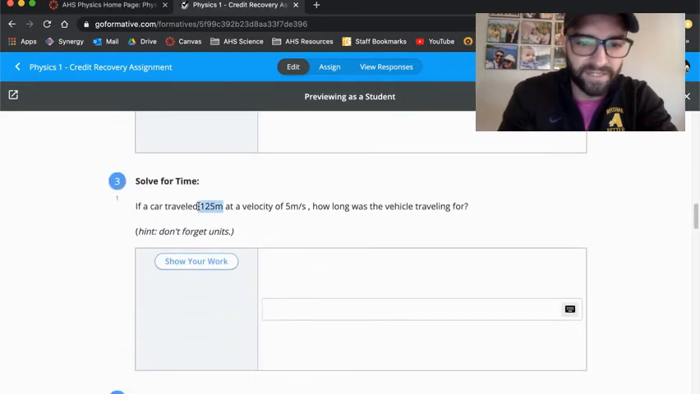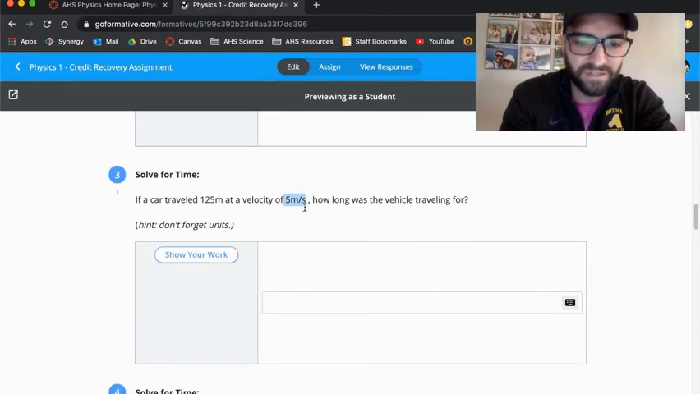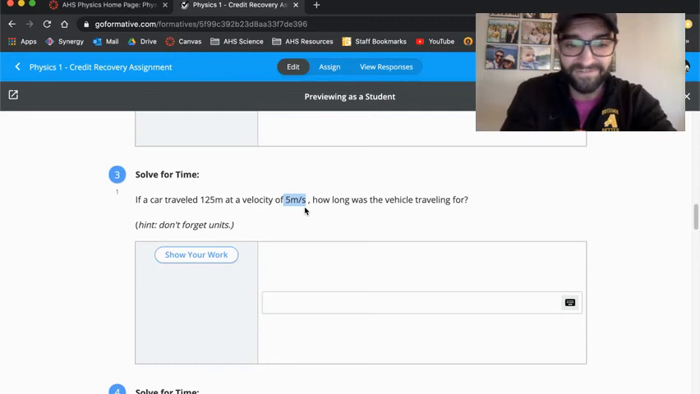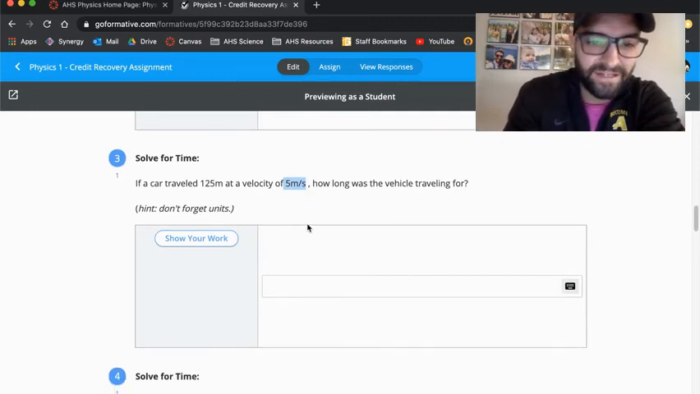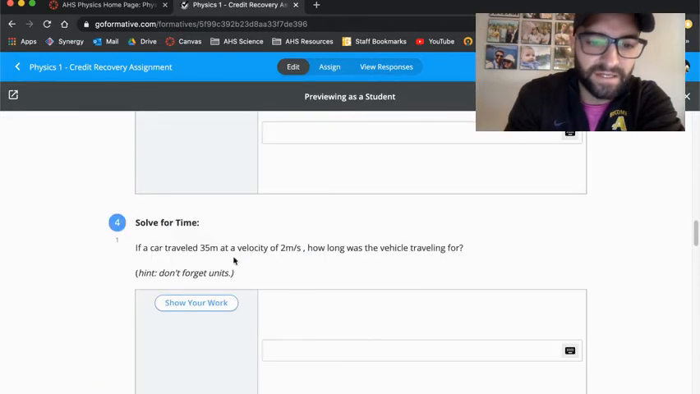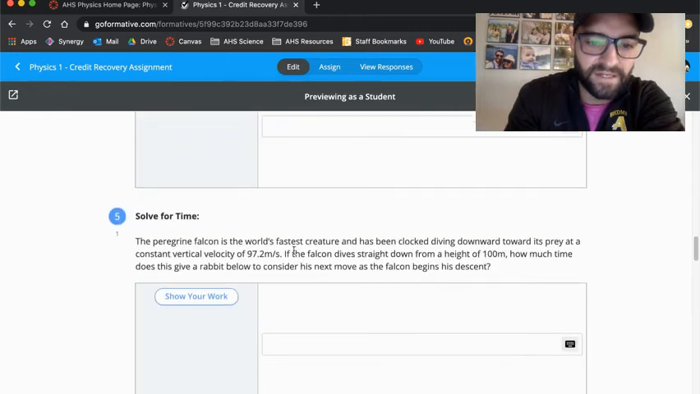Okay, so here we have a distance and then we have a velocity. So you can enter that into the equation. Use your calculator. You don't have to do this off the top of your head. And don't forget, solving for time, you're going to use a time unit. So in this case, it'll be seconds because that's the unit given to us. Another solving for time. And then a little more challenging solving for time, but really you get a velocity and a distance.